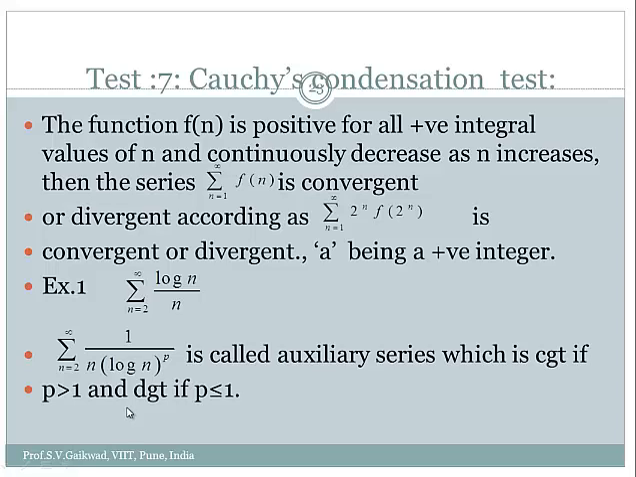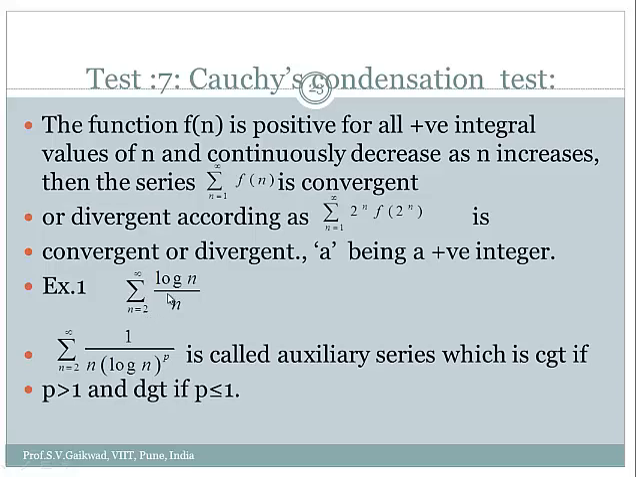Next one is Cauchy's condensation test. If function f(n) is positive for all positive integral values of n and continuously decreases as n increases, we can apply this test. The test says that this series is convergent or divergent according as the series sigma 2 raised to n f of 2 raised to n. If this series is convergent, given series is convergent. If this is divergent, given series is divergent. That is Cauchy's condensation test.